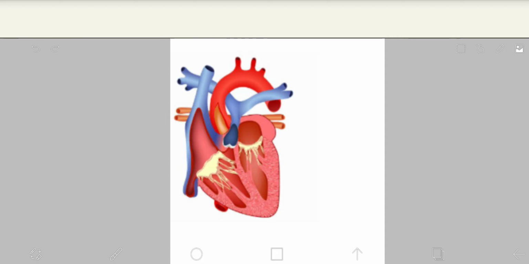Now let's go and look at the myocardium. So it's the thickest layer. It's this layer of muscle. So it's the thickest layer, and it's particularly thick in the ventricles and even more thick in the left ventricle.